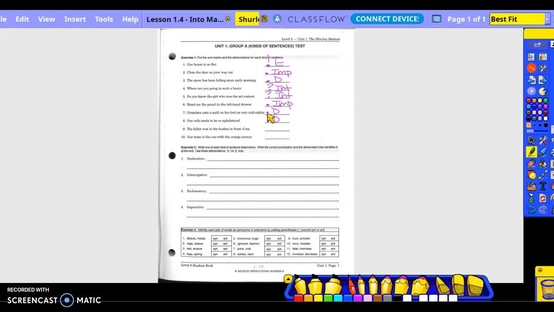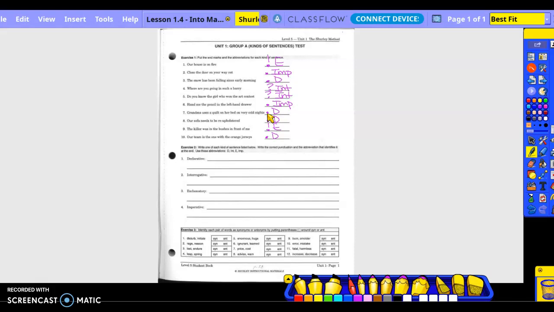The killer was in the bushes in front of me. Exclamatory sentence. We're excited. Our team is the one with the orange jerseys. Declarative. Okay, we're going to go ahead and do 1 and 2 of the sentences as well in this recording. So write one of each kind of the sentences listed below. Write the correct punctuation and abbreviation that identifies it at the end.